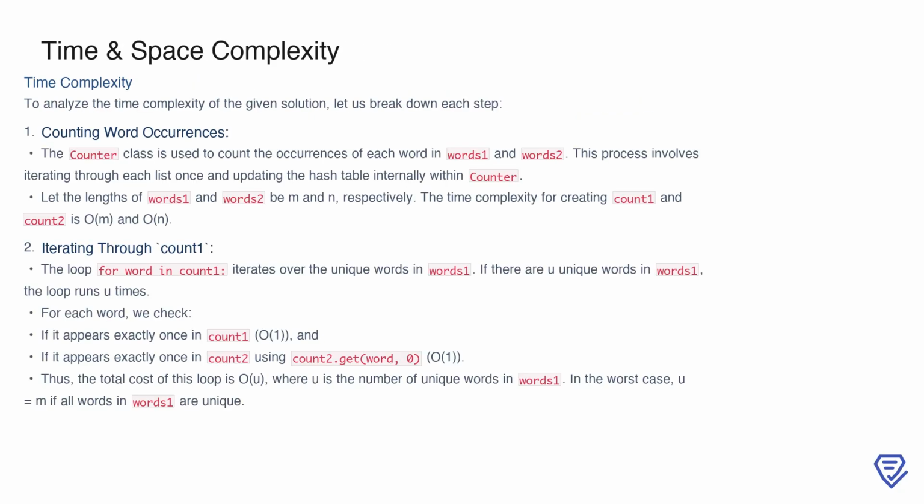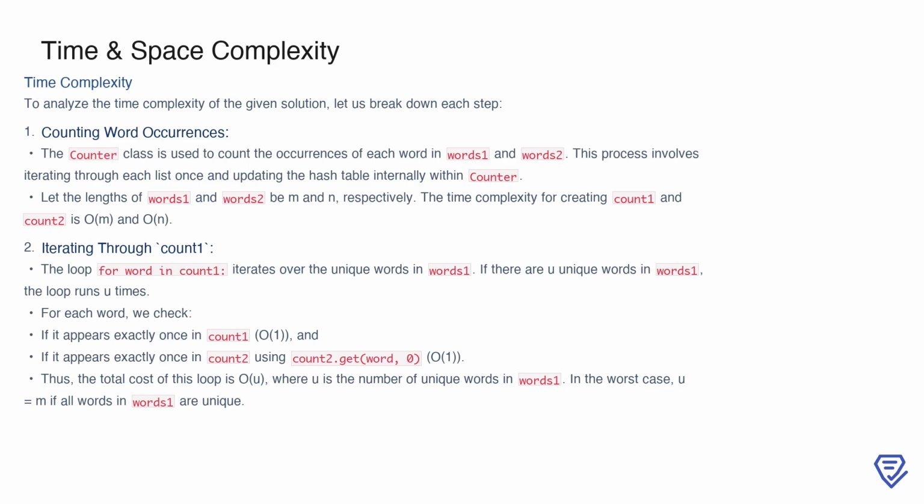To analyze the time complexity of our solution, we can break it down into two main steps. First, we use the Counter class to count word occurrences in both words 1 and words 2. This requires iterating through each list a single time. If the lengths of words 1 and words 2 are m and n, respectively, then constructing count 1 and count 2 takes O(m) and O(n) time.